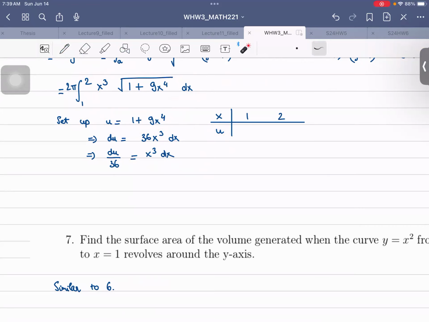When x is 1, I have 1 plus 9 times 1 to the power of 4, so I have 10. When x is 2, 2 to the power of 4 is 16. 16 times 9, so 9 times 6 is 54, and 9 times 1 is 9, so 144. 144 plus 1, I have 145.